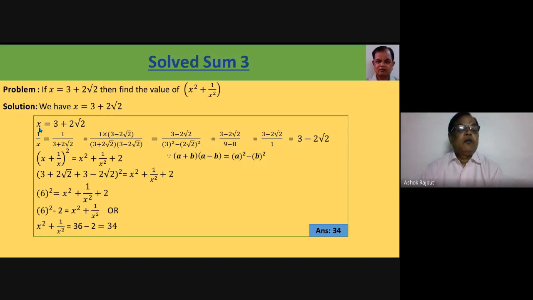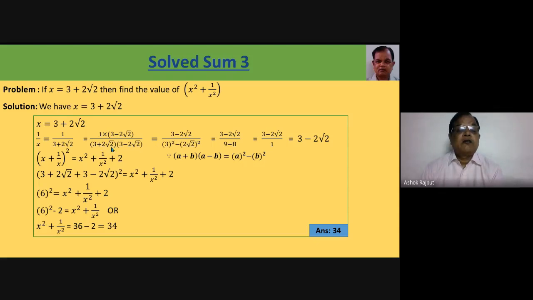Now if it is x, then we want to find the value of 1 by x, then it will be 1 by 3 plus 2 root 2. Now here it is in the denominator, as we have explained already. First we change the sign of the middle and multiply both numerator and denominator. So we multiply here 3 plus 2 root 2 by 3 minus 2 root 2, both numerator and denominator. If we multiply, there is no change.